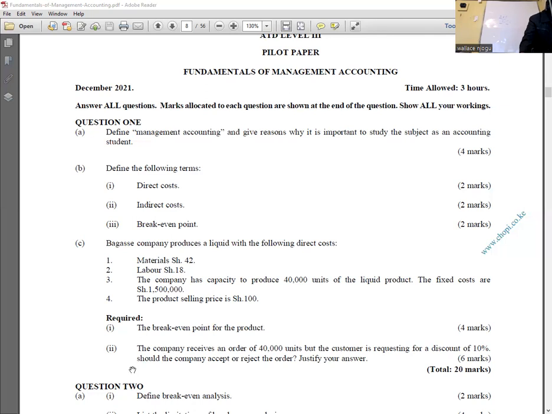Then Roman 2, the company receives an order of 40,000 units, but the customer is requesting for a discount of 10%. Should the company accept or reject the order? Let's justify. We will do C Roman 1 and 2. Let's start with the break-even point.